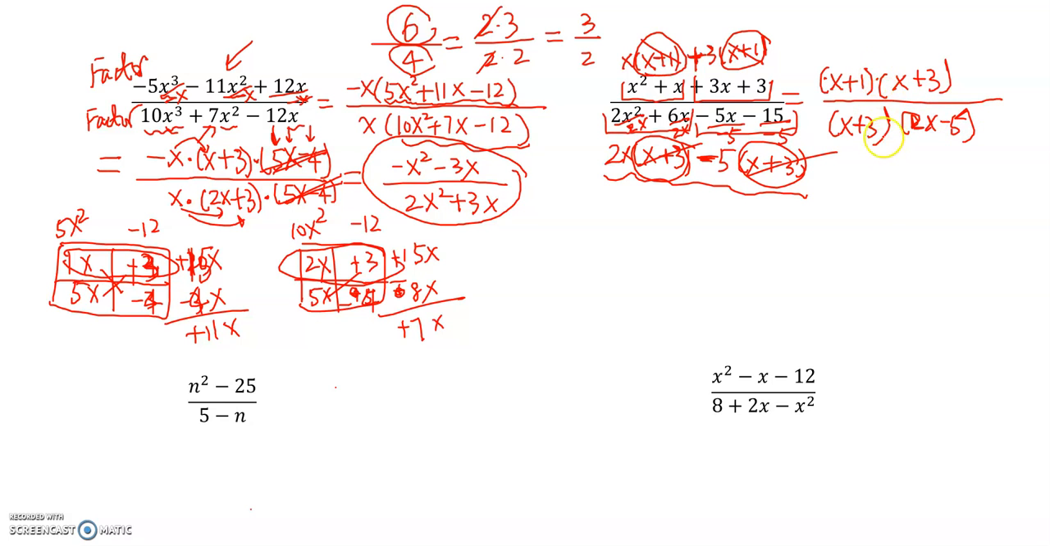Notice the top and the bottom both have a common factor, x plus 3. They don't have to line up. It's just, because we're pretty much doing division, you can divide the entire top by x plus 3. That will cancel x plus 3 out. So you cancel a common factor, x plus 3, from both top and bottom, and we are left with x plus 1 in the numerator and 2x minus 5 in the denominator. And that's the final answer.